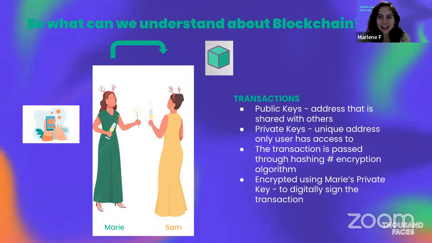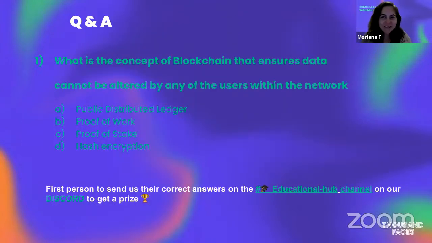Let's start with Q&A. We have 20 minutes, so I made it easy for you guys today. I made a multiple choice. So here's the question. What is the concept of blockchain that ensures data cannot be altered by any of the users within the network? A, public distributed ledger. B, proof of work. C, proof of stake. And D, hash encryption.